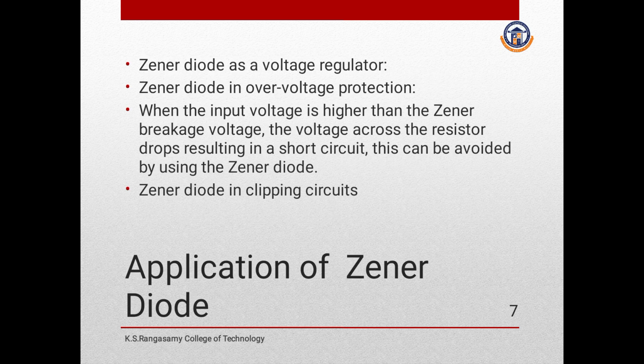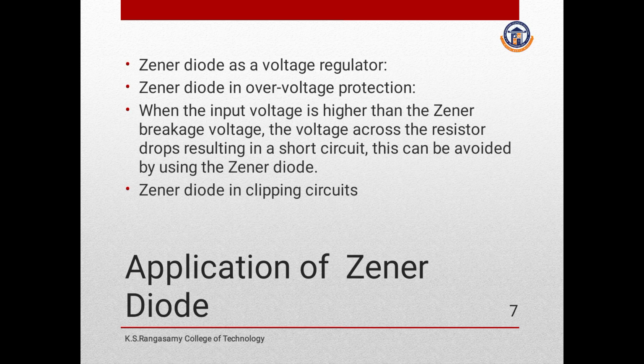And applications of the Zener diode: it can work as a voltage regulator. When the Zener diode is used as a regulator, we can regulate the voltage: when we increase the voltage, the resistance across it changes, and when we increase the resistance, the voltage remains constant. So this is how a Zener diode can work as a regulator.